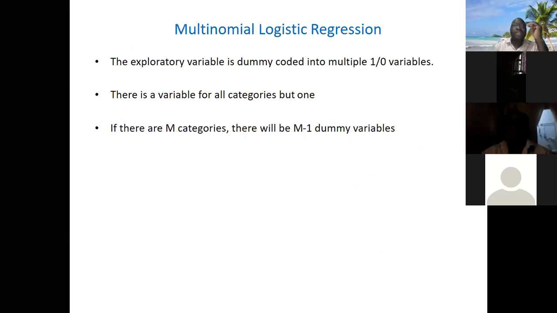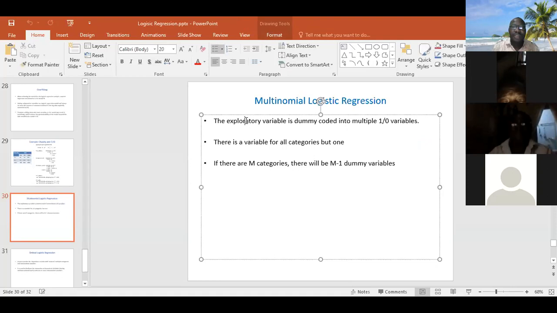In multinomial logistic regression, the explanatory variable is dummy coded into multiple variables, one for each category but one. If there are m categories, there will be m minus 1 dummy variables. I'm just trying to explain.